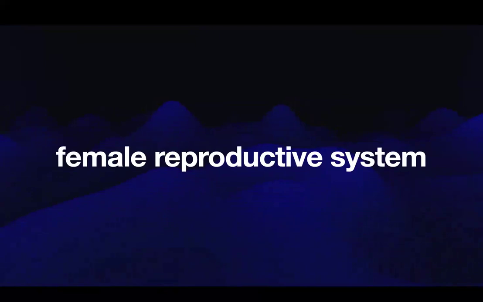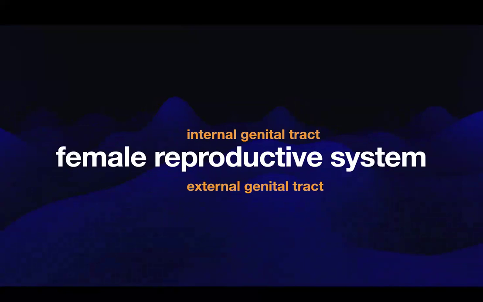Now, the female reproductive system is composed of two main parts. You have the internal genital tract and an external genital tract. And it's important for us to have that distinction in mind, just because the embryology is very different, and that ties into the pathology later down the line.